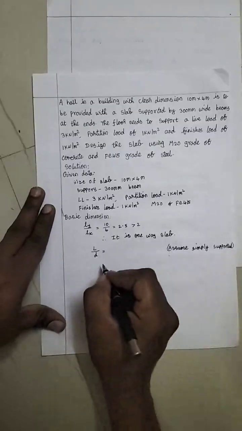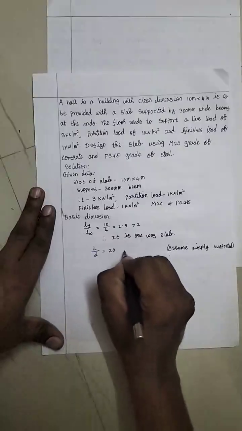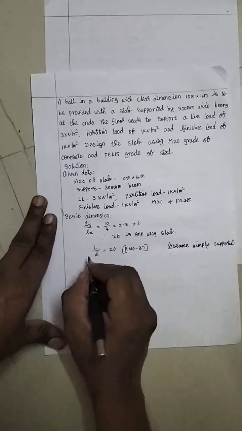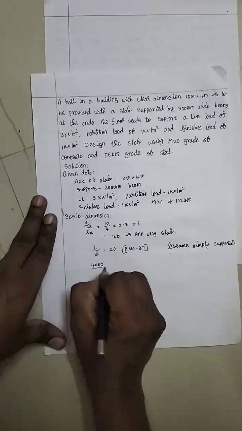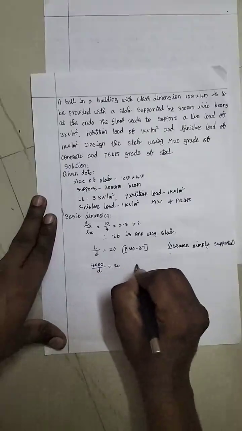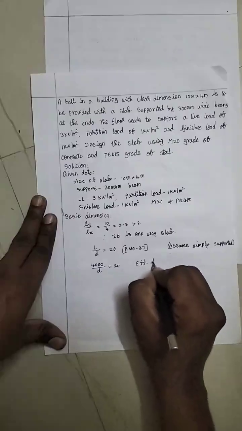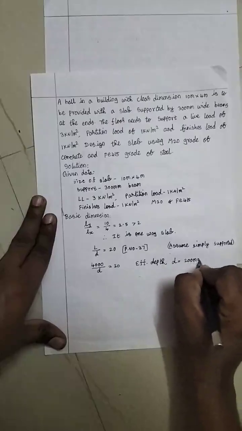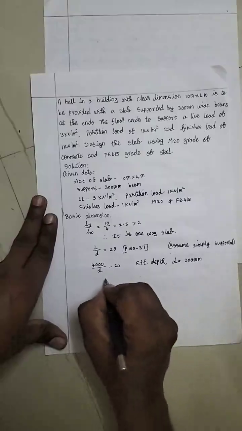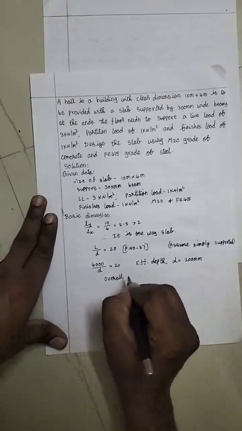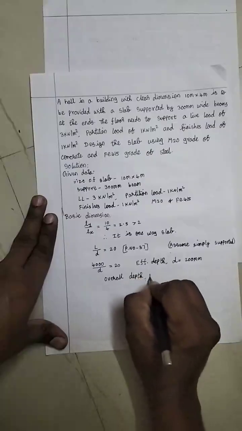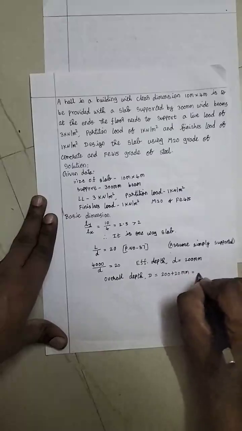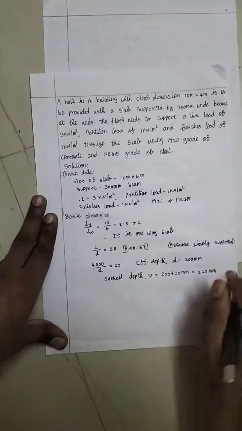So if it is simply supported, then the L by D value will be 20 as per page number 37 of IS 456. So here the length we need to take the shorter span, that is 4000 divided by D equal to 20. So the effective depth D is equal to 200. So for slab we can assume a cover of 20. Therefore overall depth will be capital D equal to 200 plus cover, that is 20, so we get 220.